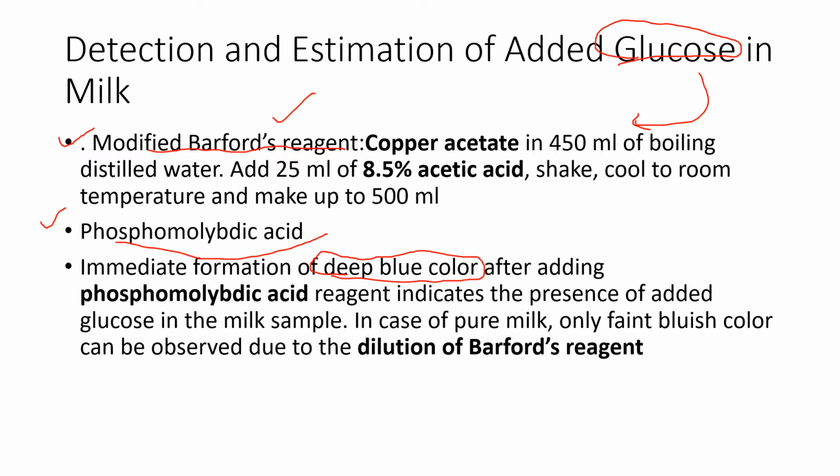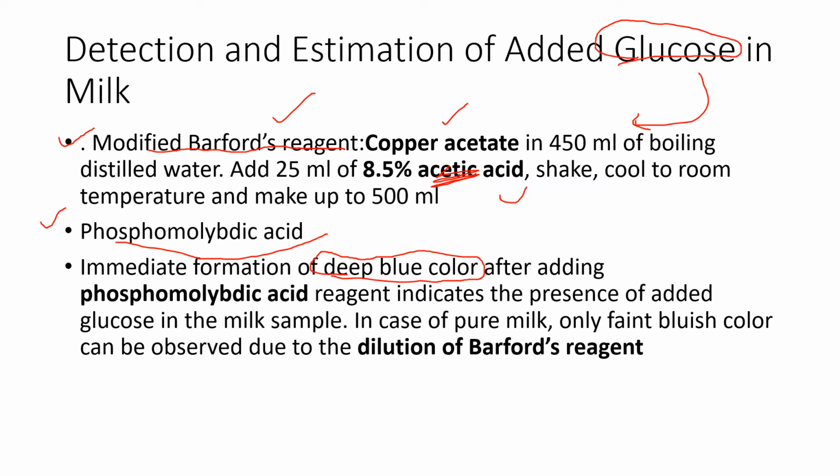If you want to know what Barfoed's reagent is, just remember it is composed of copper acetate and acetic acid. Sometimes, if they want to make the question paper very tough, they could ask what is the constituent of modified Barfoed's reagent. So one is copper acetate and another is acetic acid.